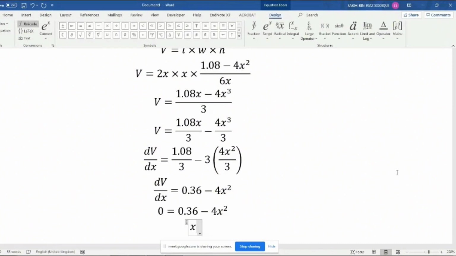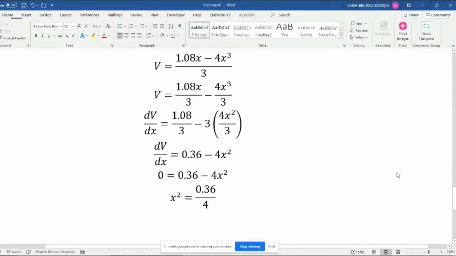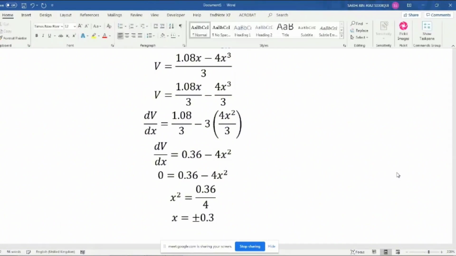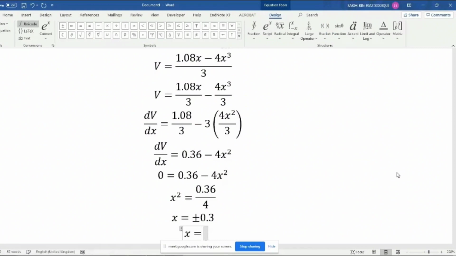Yes, class, use it to tell me what's the answer of x. x square is equal to 0.36 divided by 4. Remember, whenever you are taking roots, you have to take both the answers. So x is equal to what? Plus minus 0.3. x can take two values. x can either be 0.3 or x can be minus 0.3.